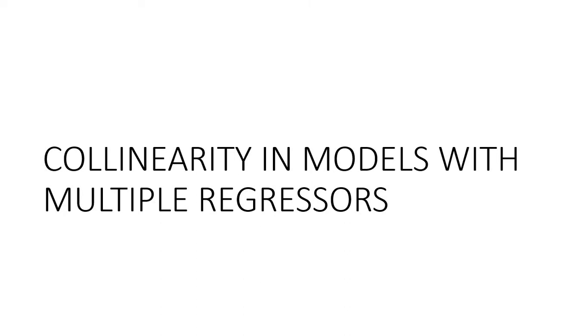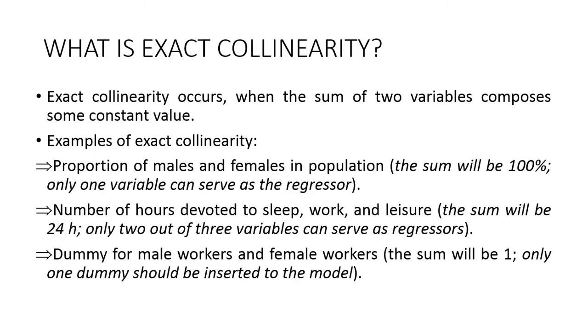Hello. So the next thing to discuss about the models with several independent variables is collinearity. There is something called exact collinearity, and it occurs when there is a precise linear relationship between two or more independent variables. So basically it occurs when the sum of two or more independent variables is constant. I can give you some examples of exact collinearity.